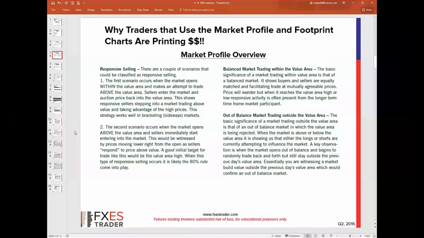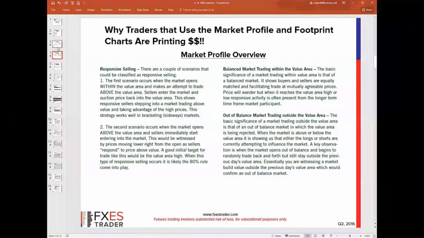Why is that? It's because it's where the vast majority of points of control in the market profile chart are over huge chunks of time. So to illustrate that, if I forget, remind me, guys, I'll show you the monthly profile as well.